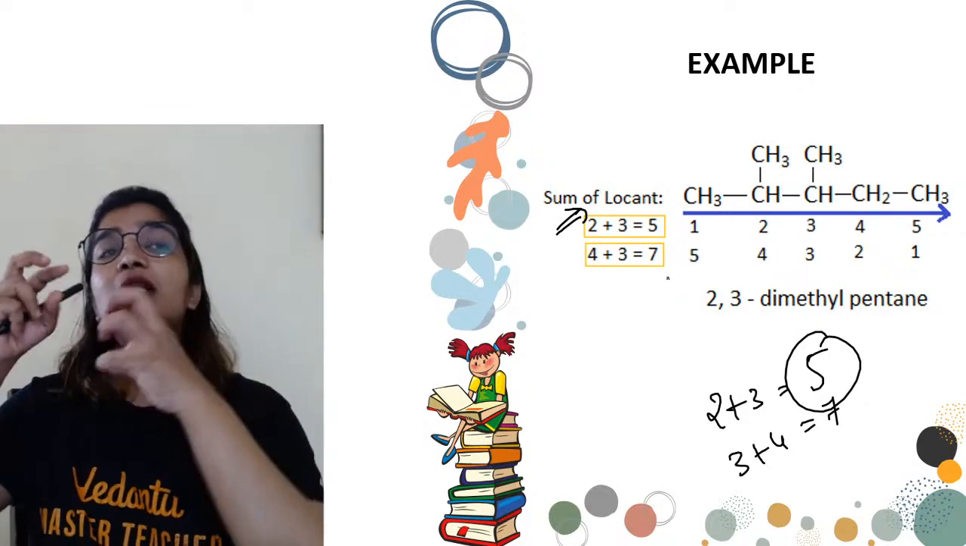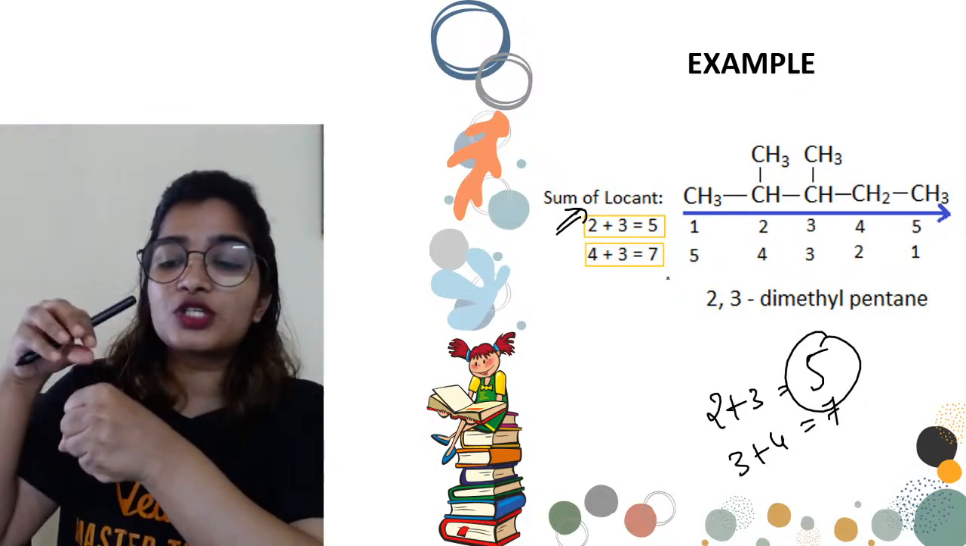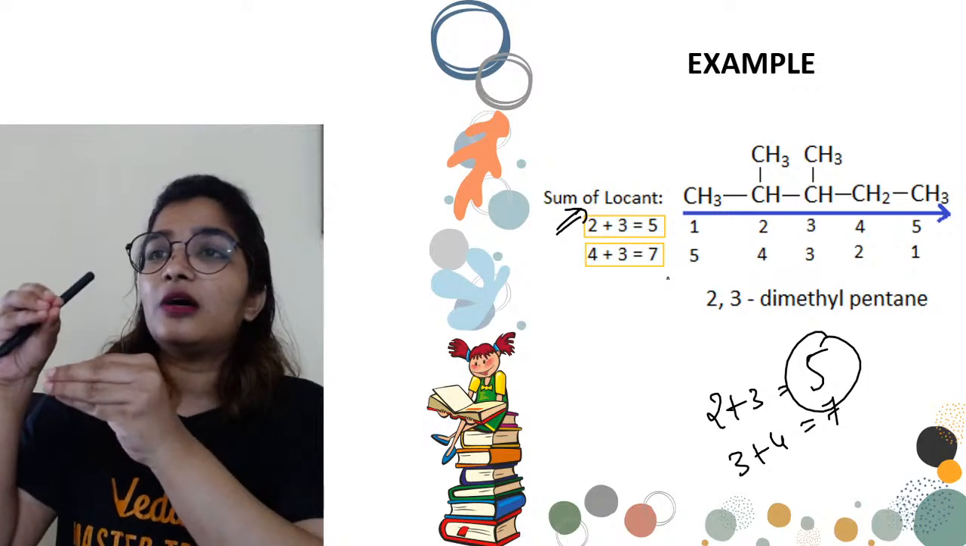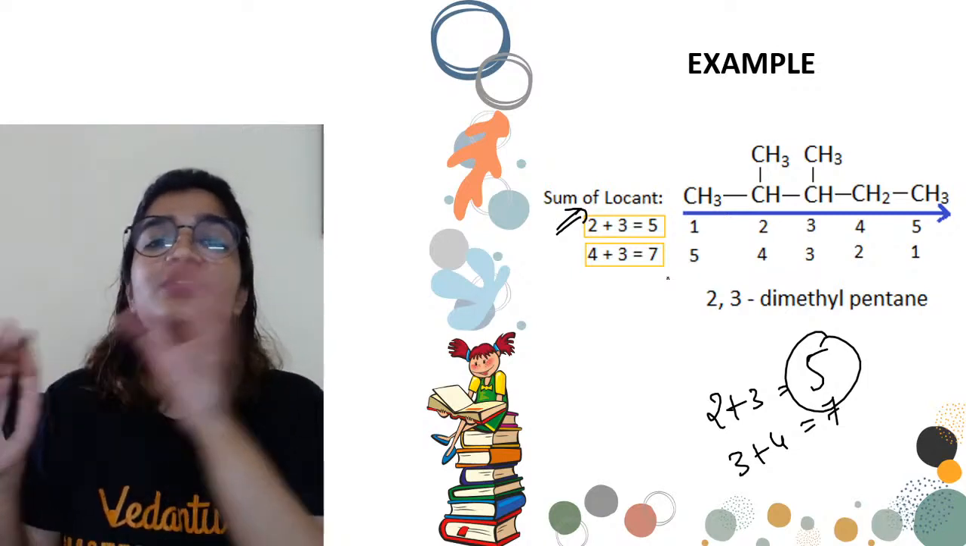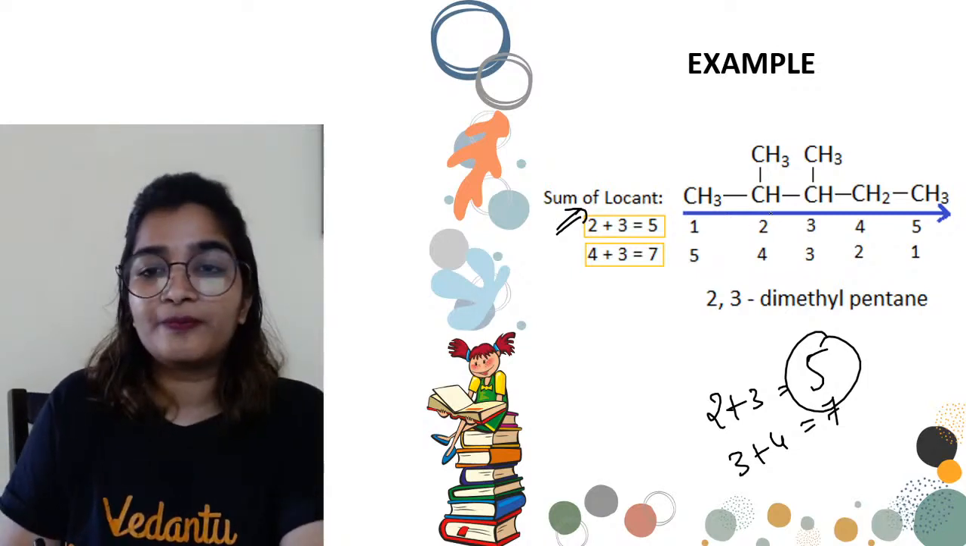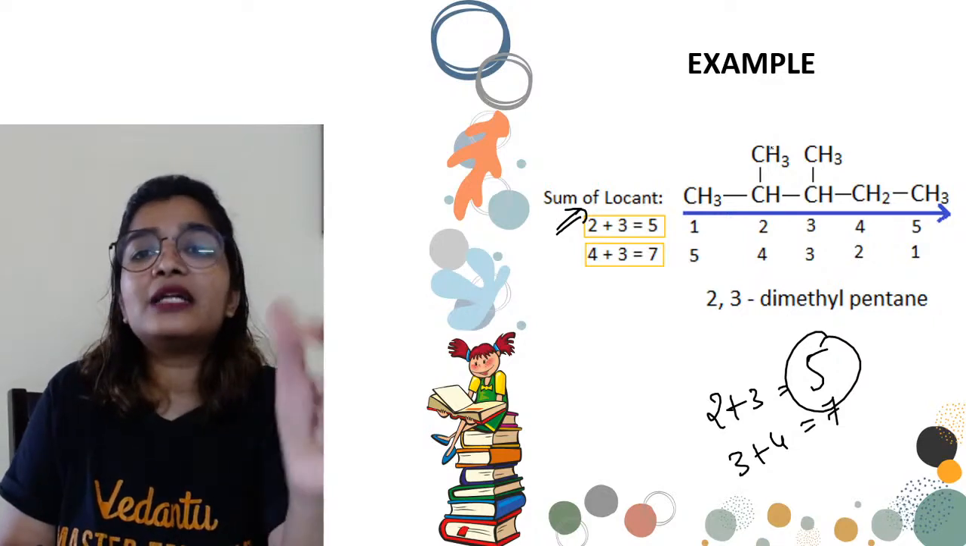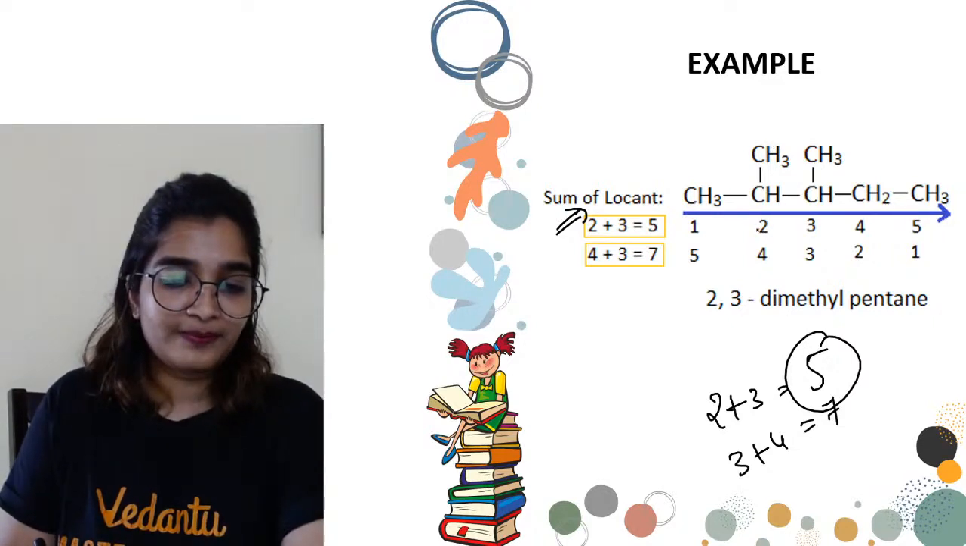That is where it's the number, it's the position, the carbon number to which the side chain is attached. For example, 2, right? To the second carbon atom, this methyl group is attached.